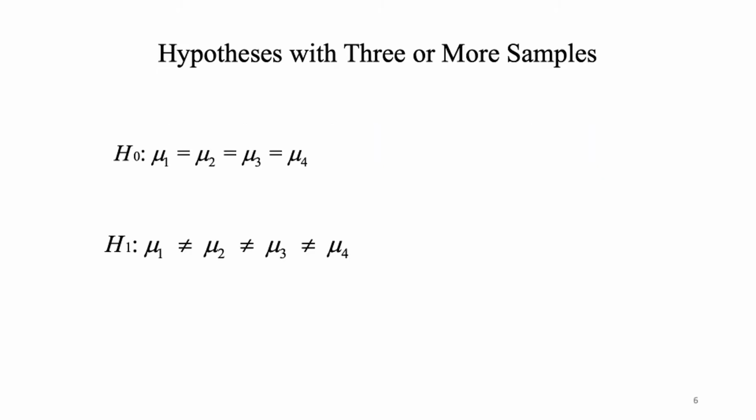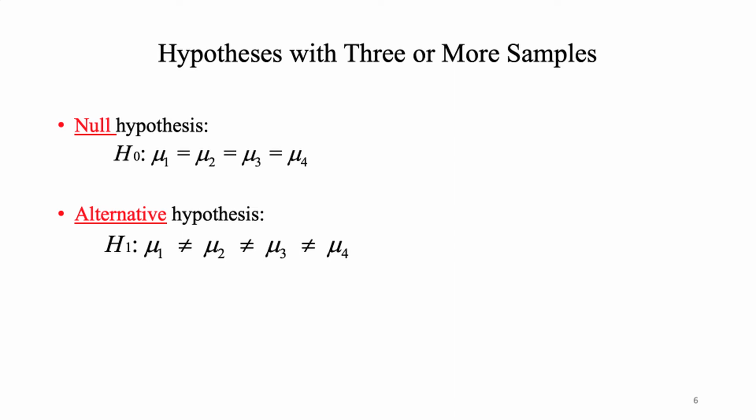So we have hypotheses with 3 or more samples. So this is the null hypothesis that mu sub 1, that's the population mean, mu sub 1 is equal to mu sub 2 is equal to mu sub 3 is equal to mu sub 4. Okay, that's technically what we're testing. Are these things the same thing? Alternatively, we tend to phrase them a little bit differently. So this implies that mu sub 1 is not equal to mu sub 2 is not equal to mu sub 3, and mu sub 3 is not equal to mu sub 4.